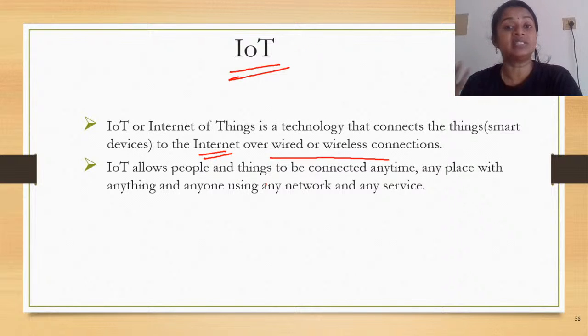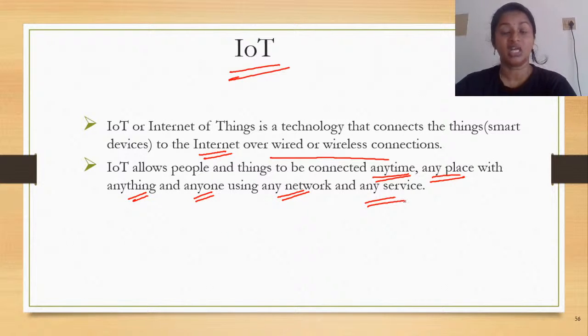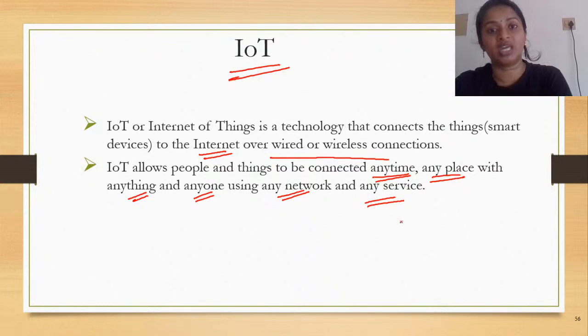Now, how are such things made possible? Definitely, it is via using the IoT or Internet of Things. This is how you have made your air conditioner smart. Is the idea clear? So this is how you make your devices smart. Now IoT allows people and things to be connected anytime, any place, with anything and anyone, using any network or any service. This is the extendability of what we call IoT, or Internet of Things.